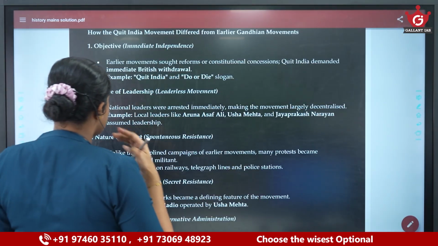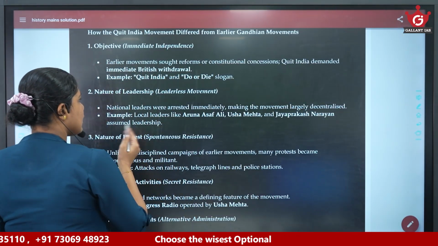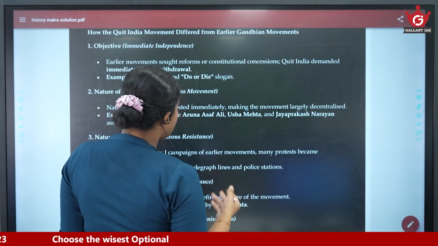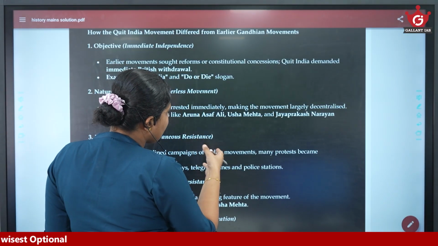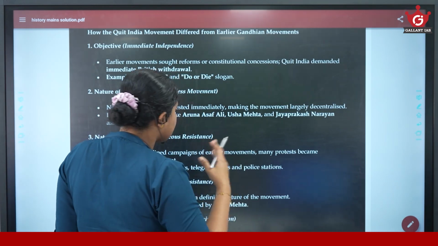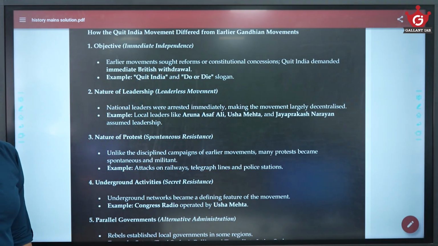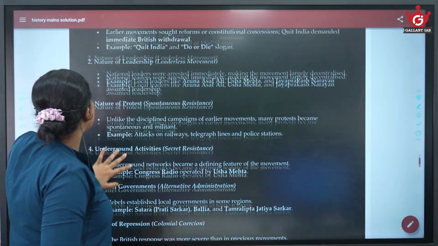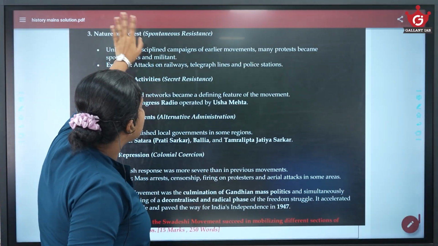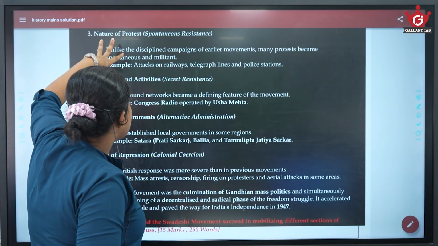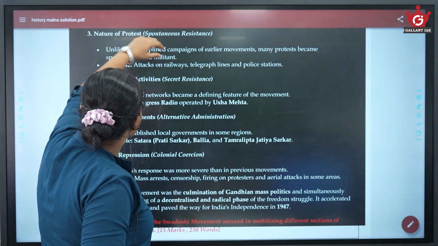Next is the nature of leadership. It was a leaderless movement. National leaders were arrested, but what happened? Local leaders like Aruna Asaf Ali, Usha Mehta, Jayaprakash Narayan, etc. assumed the leadership and led the movement. Next is the nature of protest. It was a spontaneous resistance, unlike the disciplined campaigns of earlier movements; it was not like that.